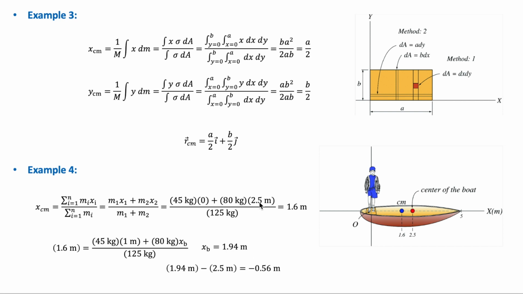Not at 2.5 meters. So the center of mass of the boat is at this position, which means the displacement of the center of mass of the boat is minus 0.56 meters. So the boat moves in this direction as a result of the boy moving in that direction to keep the center of mass at the same position, because the net external force on the system is equal to 0.